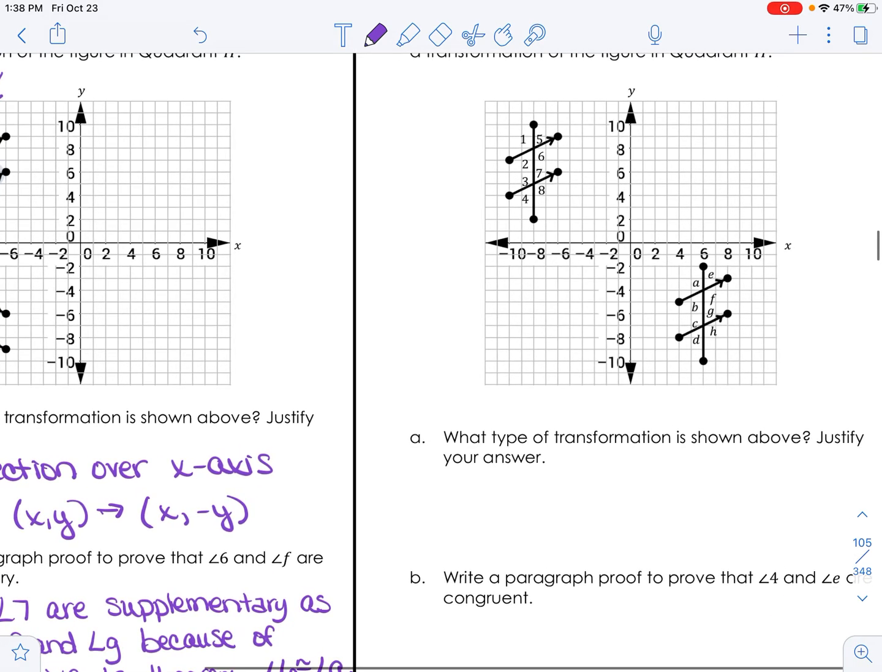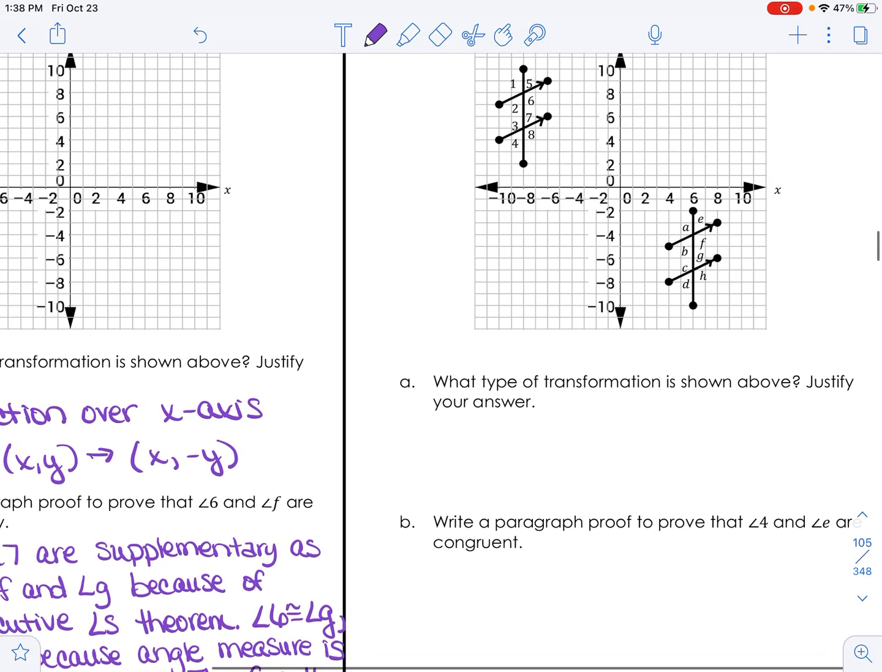For 4, we have another figure. Do we have a reflection, a translation, or a rotation? If you said translation, yay! All right, so we do have a translation.